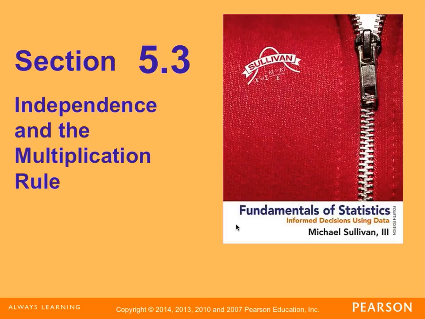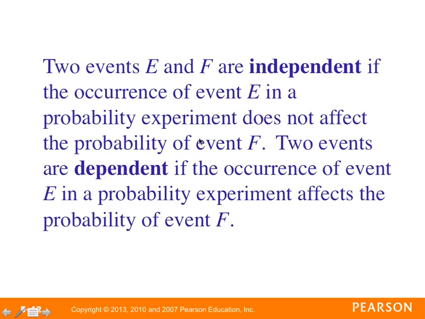Okay, section 5.3 is about independence and the multiplication rule. So two events E and F are independent if the occurrence of event E in a probability experiment does not affect the probability of event F. Two events are dependent if the occurrence of event E in a probability experiment affects the probability of event F.